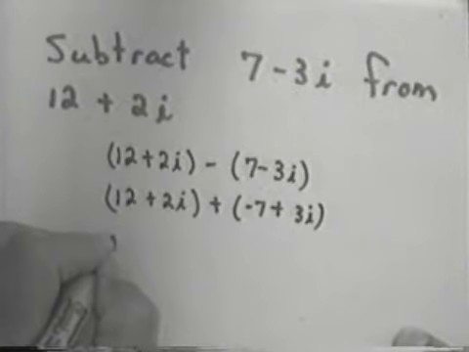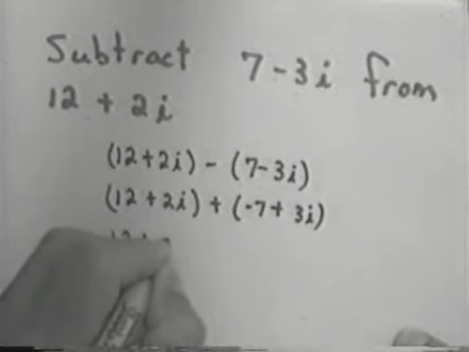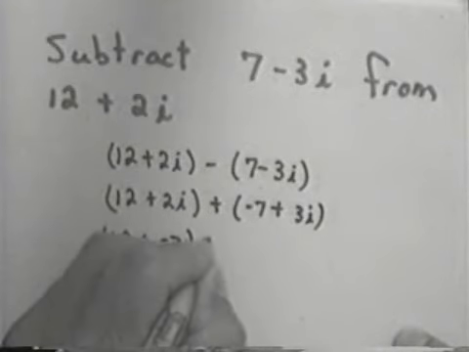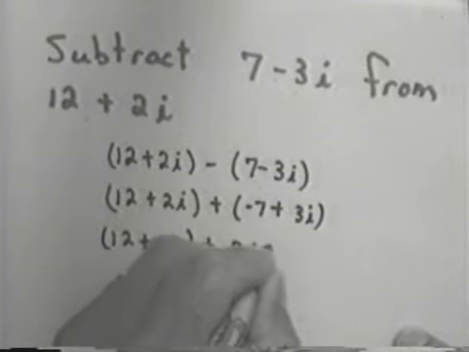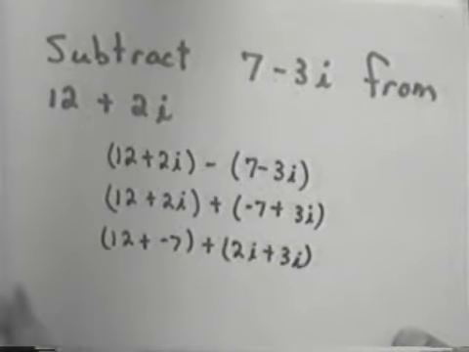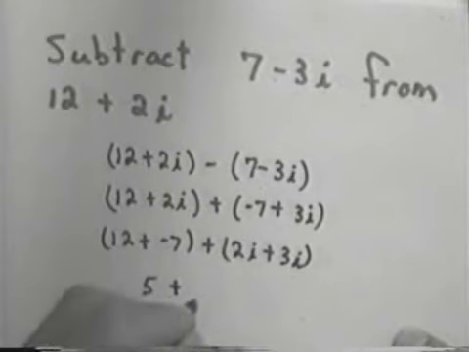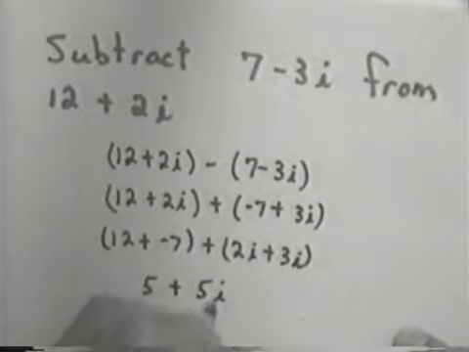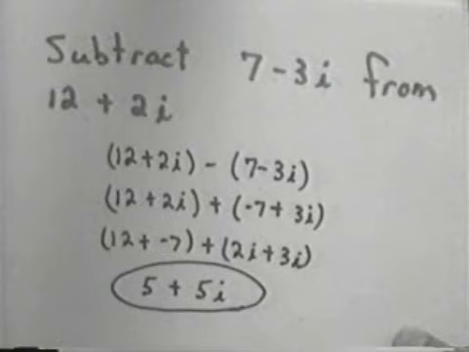Now one combines the like terms. 12 plus a -7 plus 2i plus 3i. 12 plus a -7 is 5. 2i plus 3i is 5i. So the answer is 5 plus 5i.